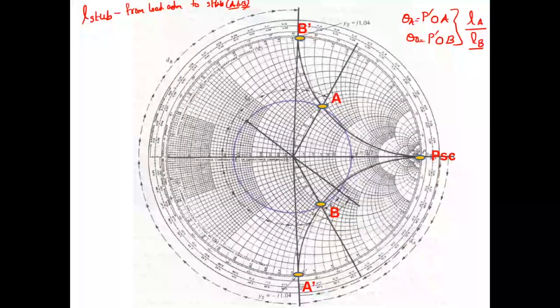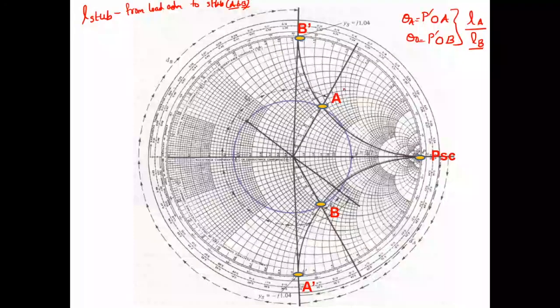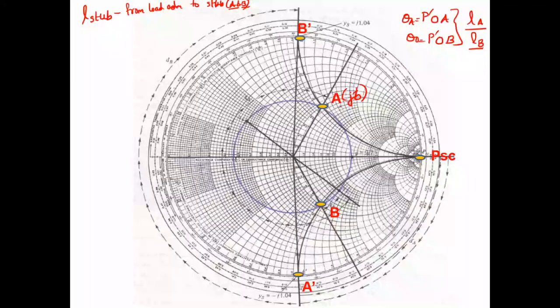The second part is to calculate the length of the stub. The logic I have already explained. If you keep the stub at point A, there the admittance is JB. So you have to adjust the length of the stub such that it should be minus JB. That's why the corresponding point A dash is coming on the opposite side. Similarly, the corresponding point B dash is coming on this side. So this corresponds to plus J 1.04 and this corresponds to minus J 1.04.